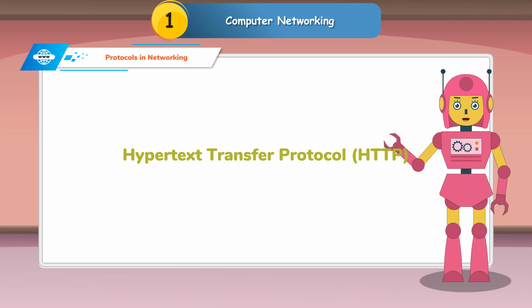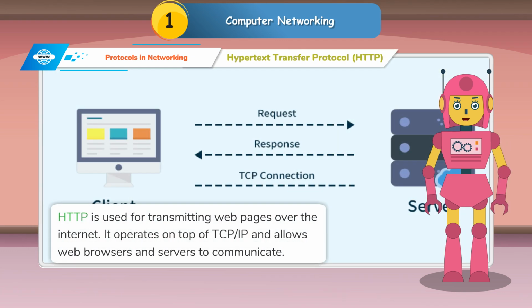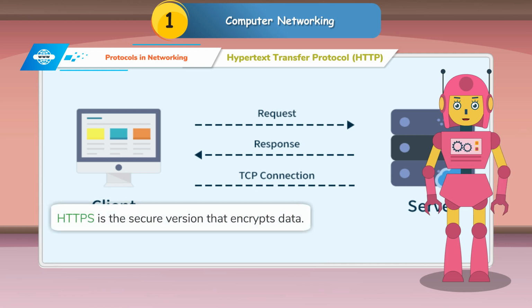Hypertext Transfer Protocol (HTTP). HTTP is used for transmitting web pages over the Internet. It operates on top of TCP/IP and allows web browsers and servers to communicate. HTTPS is the secure version that encrypts data.